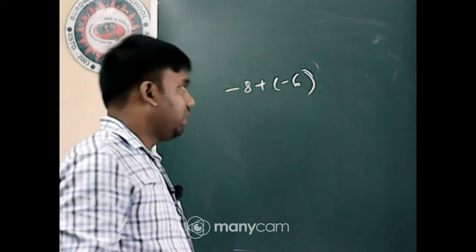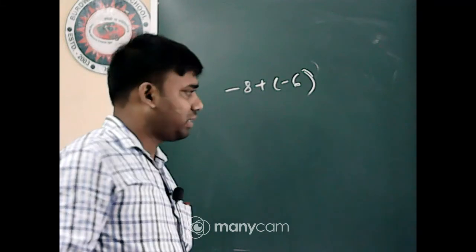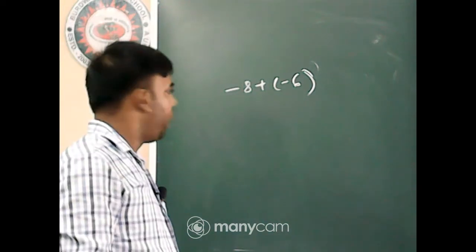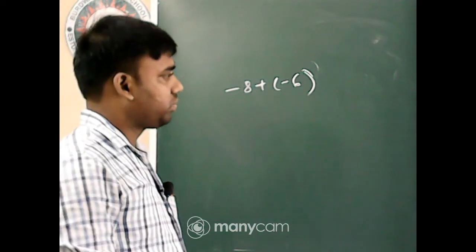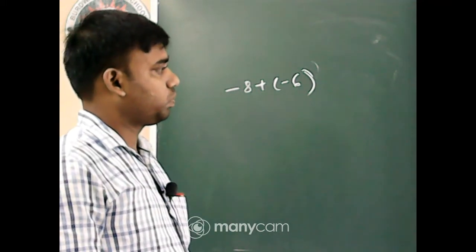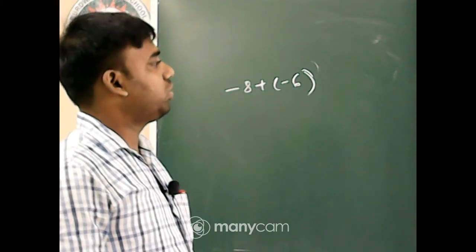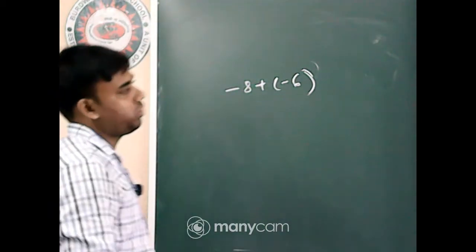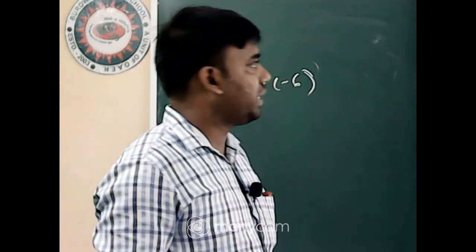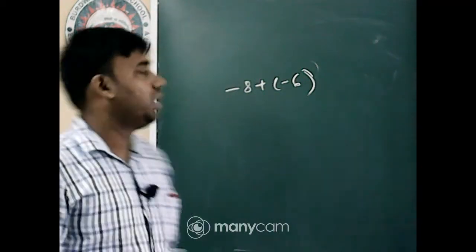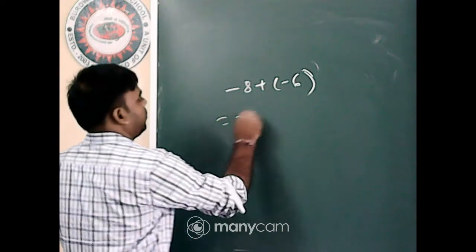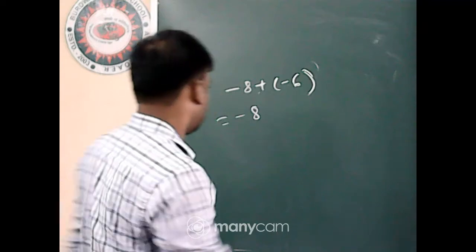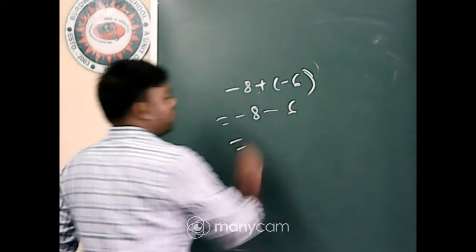Minus 8 plus of minus 6. Kinjal, minus 14. Okay, let's see. Saptora, minus 14. Vinayak has given the wrong answer; you have written minus 2. That is the wrong answer. Let's see. Plus into minus is minus. That is minus 6. Minus 8, minus 6.